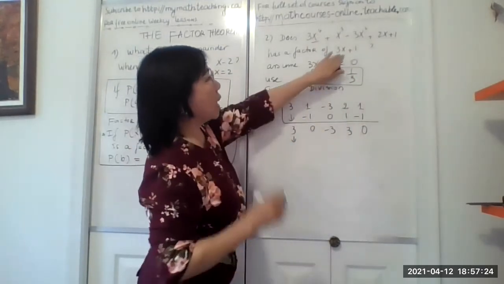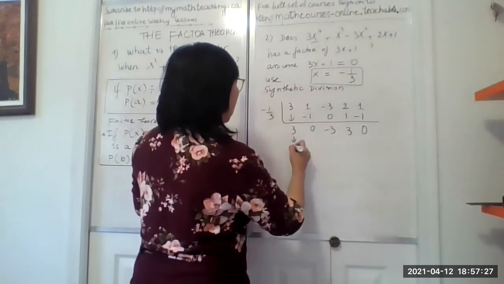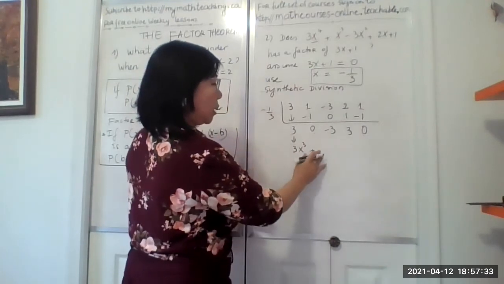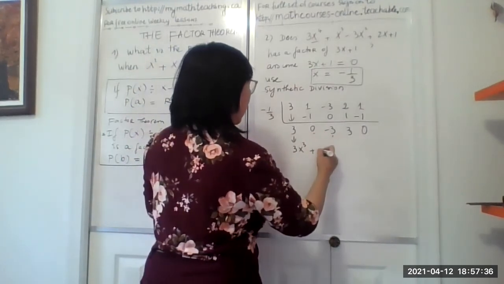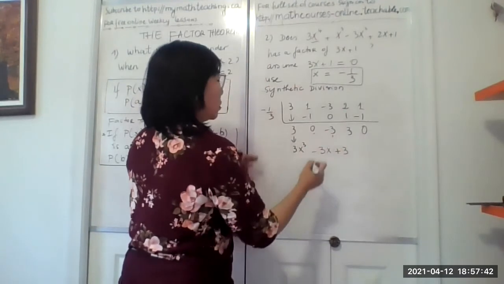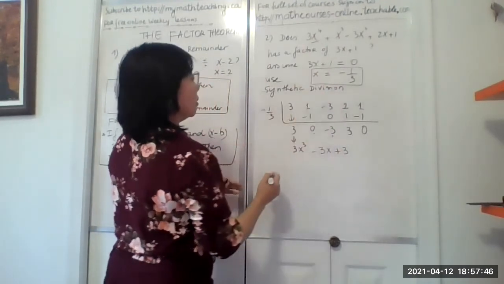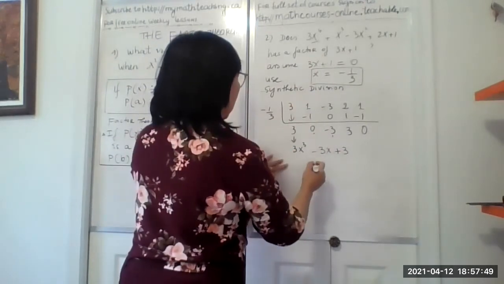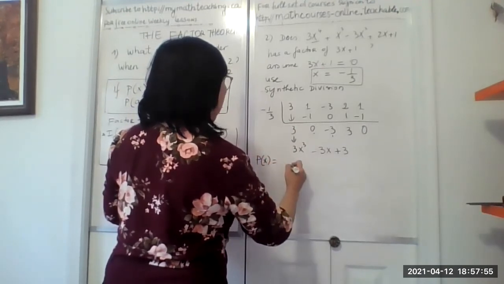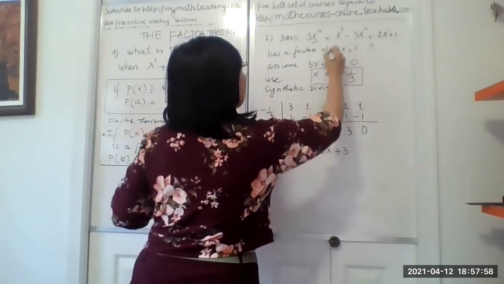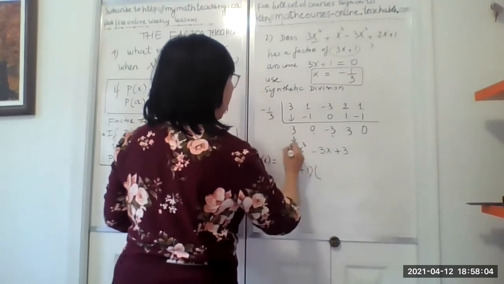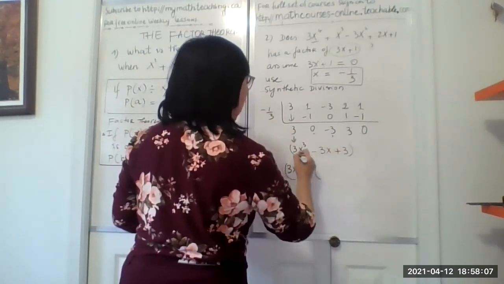x to the power 4 divided by x goes down one level, so it becomes 3x to the power 3 plus 0x squared, which I don't need to write out, right? This is x squared, this is x. So it will be minus 3x and plus 3. So basically, if we find this equation, then our answer for the factors of this polynomial will be: the first factor is this one, 3x plus 1, times our second bracket, which is this.